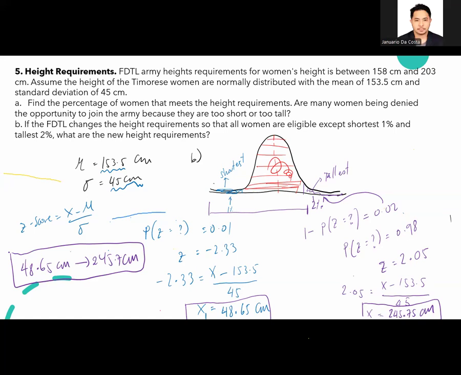So the question for letter B is, what is the new height requirement? It has to be between 48.65 centimeter up to 245.7 centimeter. That will include all the women except the shortest 1% of the women or the tallest 2% of the women.